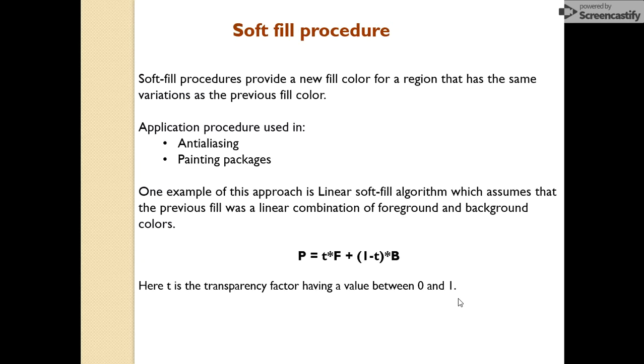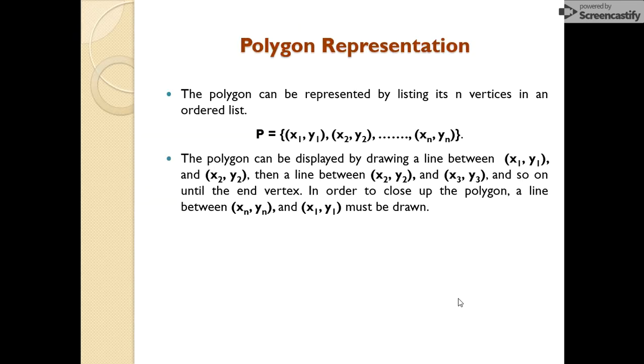There is one procedure that is called the soft fill procedure, which provides a new fill color for a region that has the same variation as a previous fill color. The application procedures used in soft fill are anti-aliasing and painting packages. This is the formula that is given for anti-aliasing, where T is the transparency factor having a value between 0 and 1.